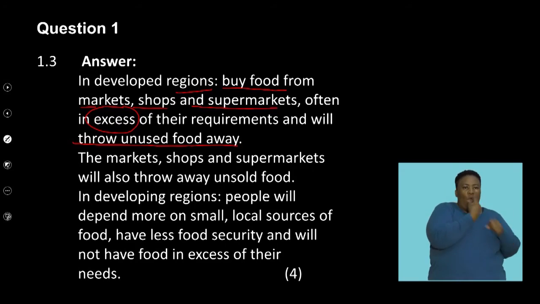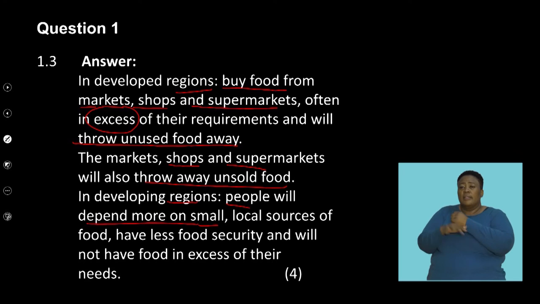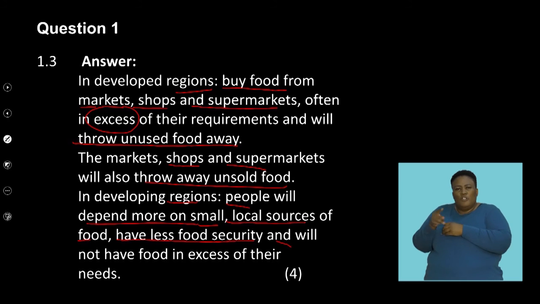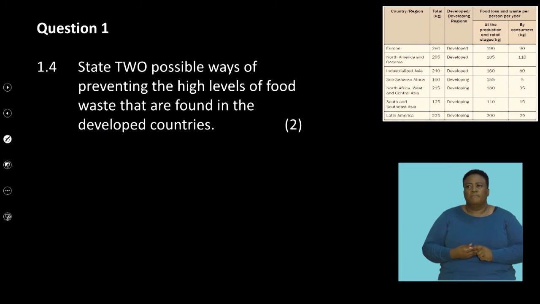Okay, so the markets, shops and supermarkets will also throw away unsold food, as you would see in many supermarkets where you've got food that is dated and so is not consumed, and it's then thrown away or used to feed animals. In developing regions, people depend more on small, local sources of food. They have less food security and will not have food in excess of their needs. So we look at that.